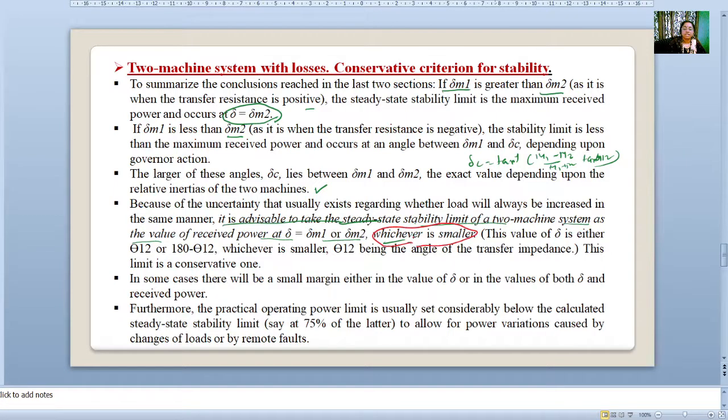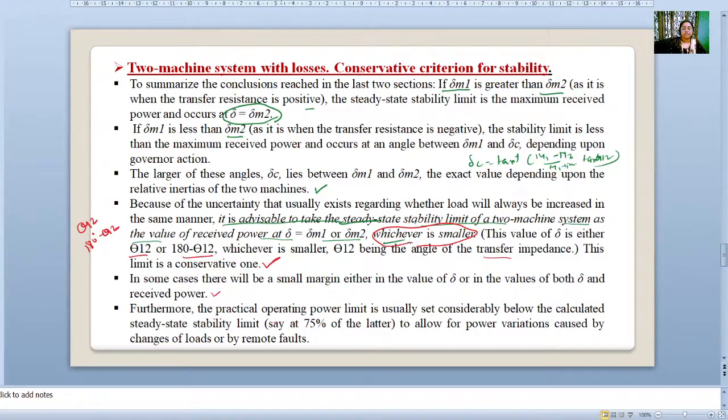This value of del is either theta 1 2 or 180 degrees minus theta 1 2, whichever is smaller, theta 1 2 being the angle of transfer impedance. This is called the conservative one. In some cases there will be a small margin either in the value of del or in the values of both del and received power.